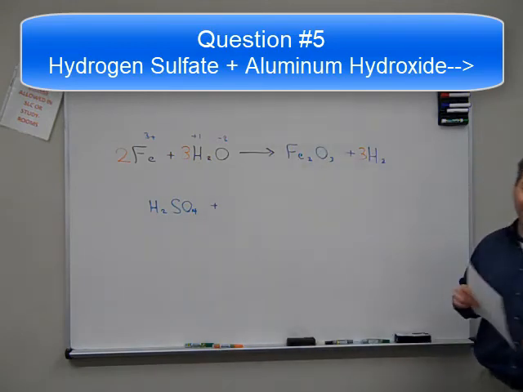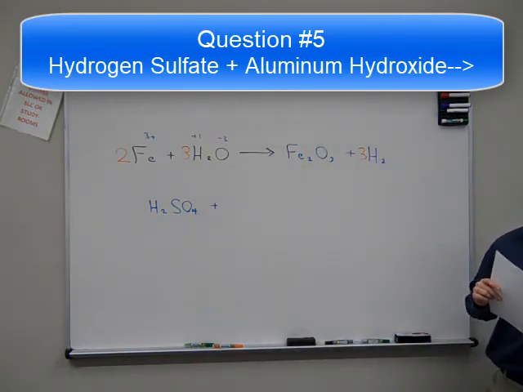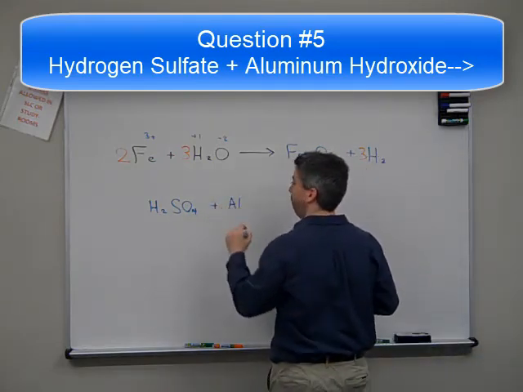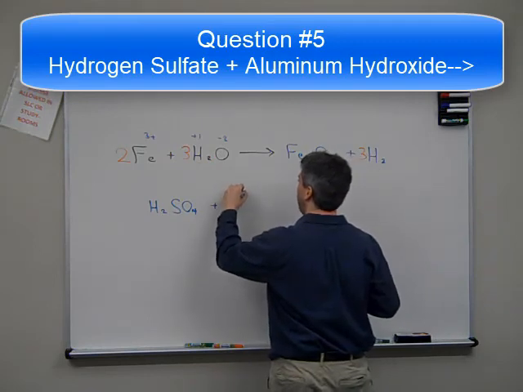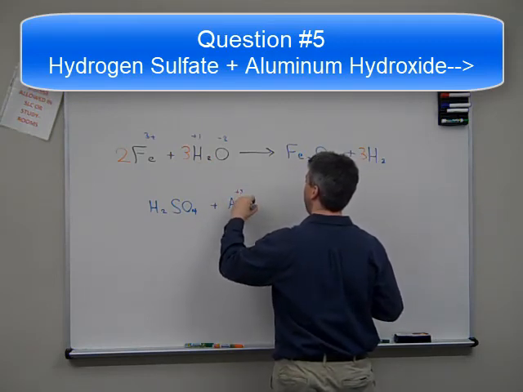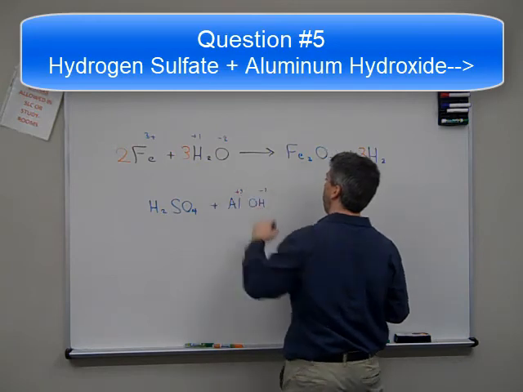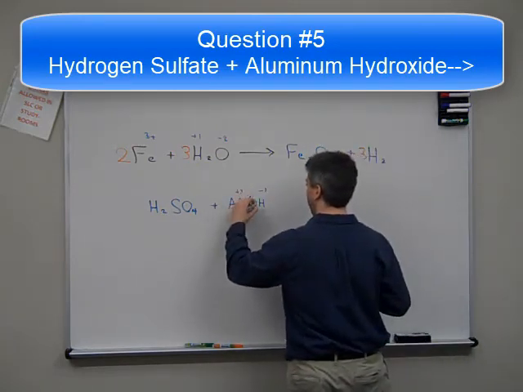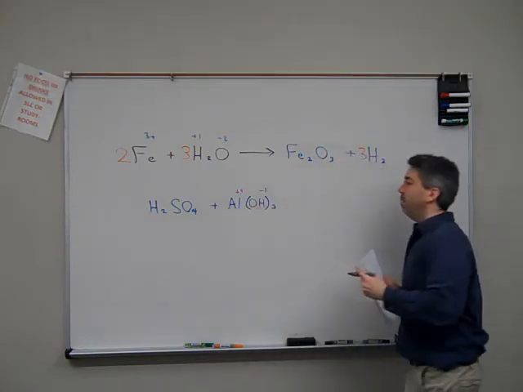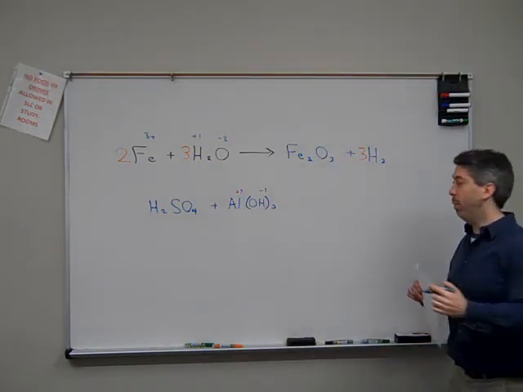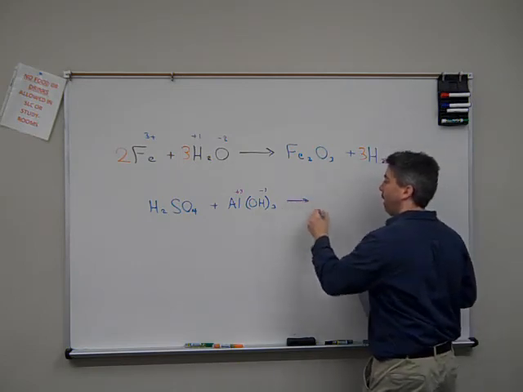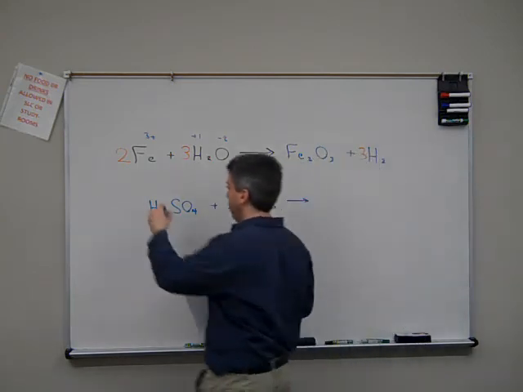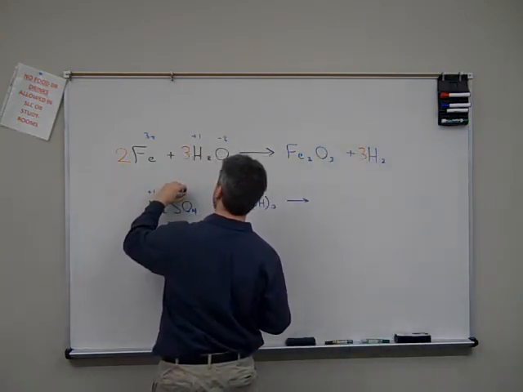What about aluminum hydroxide? What's the charge of aluminum? 1. Nope. +3. And what's the charge of hydroxide? -1. So what's the formula for aluminum hydroxide? AlOH3. It always makes it so much easier, especially when you're predicting products, to go ahead and write out the charges of your ions. So hydrogen, as we know, is a +1, sulfate's a -2.